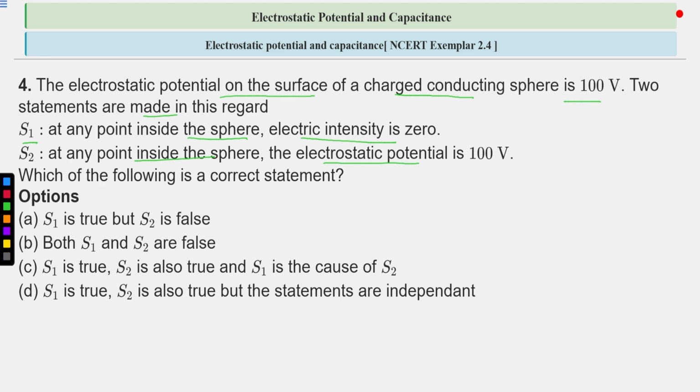Any charged conducting sphere is there, and the electrostatic potential on the surface of this sphere is 100 volt. Two statements are made. First is, at any point inside the sphere electric intensity is 0, and second statement is, at any point inside the sphere electrostatic potential is 100 volt. Which of the following is correct? So these are the four options. S1 is true, but S2 is false. Both S1 and S2 false. S1 is true, S2 is also true, but S1 is the cause of S2. Or S1 is true, S2 is also true, but the statements are independent. So these are the four options. I will give you some time to think about it.